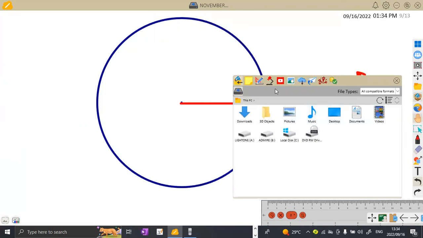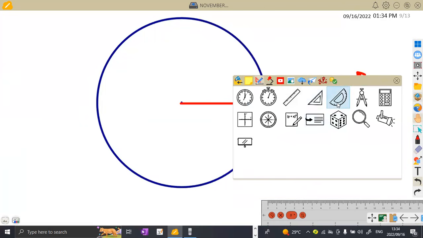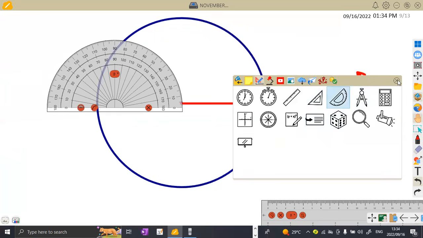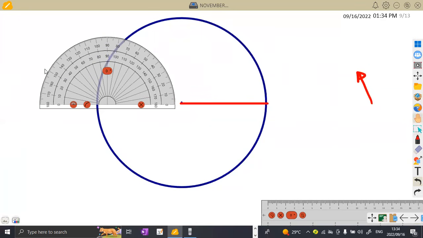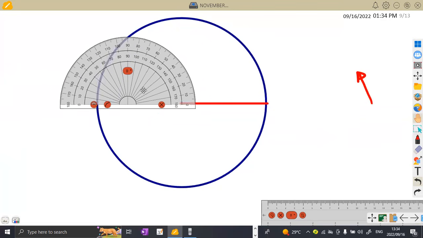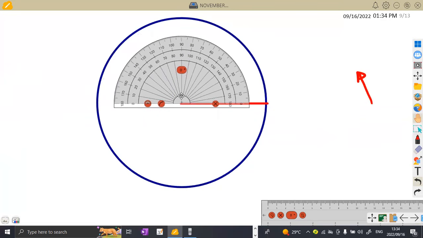Your protractor, do we have protractor there? Yeah, protractor is there. So we take our protractor here, make sure that you place it on this part here. It has to be on the center. This where there's a plus here, it must be on the center. So you put it on the center like this.